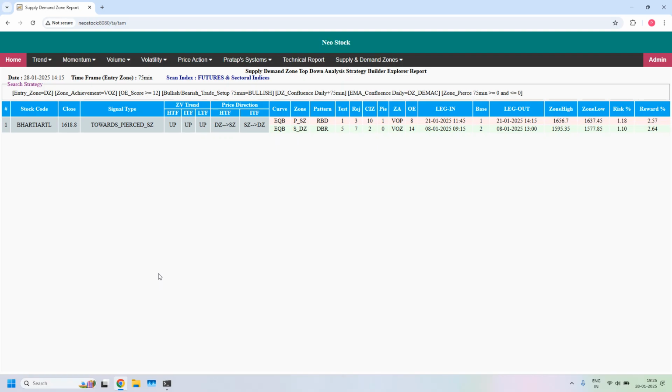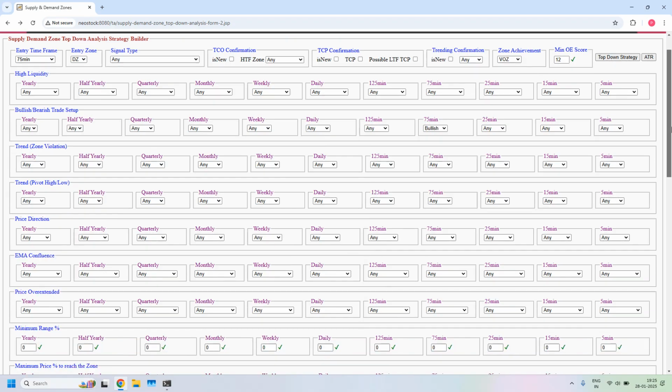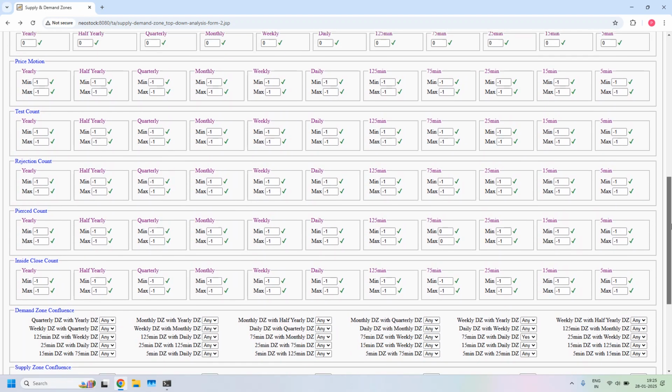This is based on LTF, ITF confluence and ITF EMA confluence. Next we will look for LTF, ITF, HTF zone confluence. I am removing this EMA filter. In the demand zone confluence, three filters we have to set.